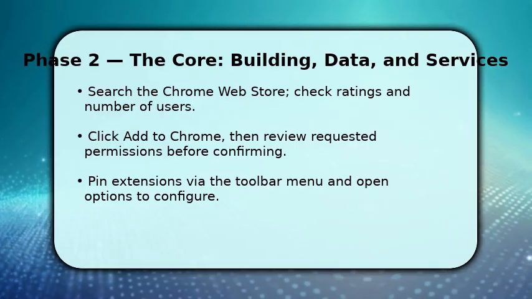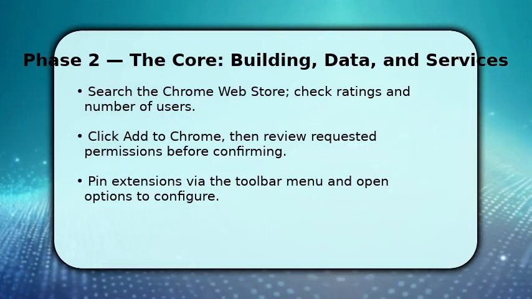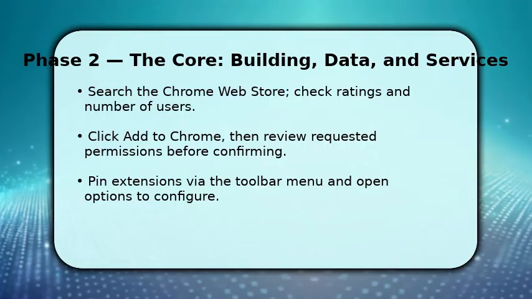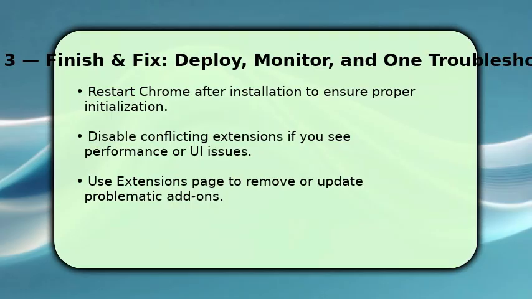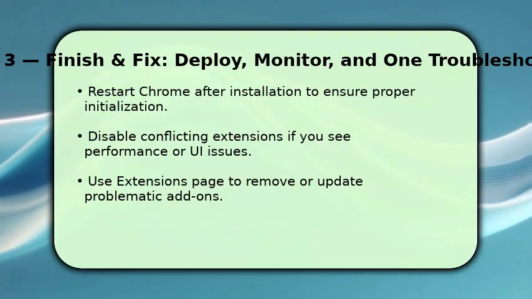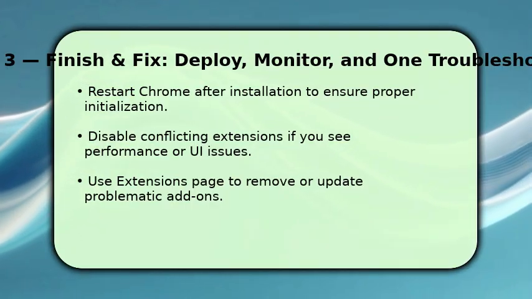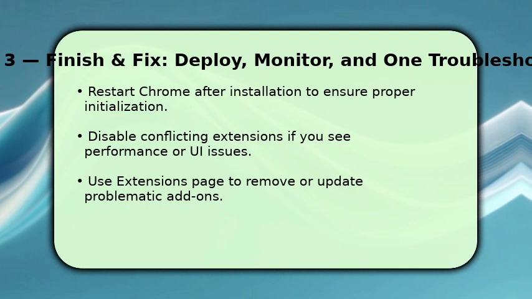Once pinned, open its options or settings page. Configure account links, shortcuts, and feature toggles so the extension behaves the way you need it to. You finish by restarting Chrome to let the extension initialize cleanly. Test core functionality on a simple page to confirm expected behavior.